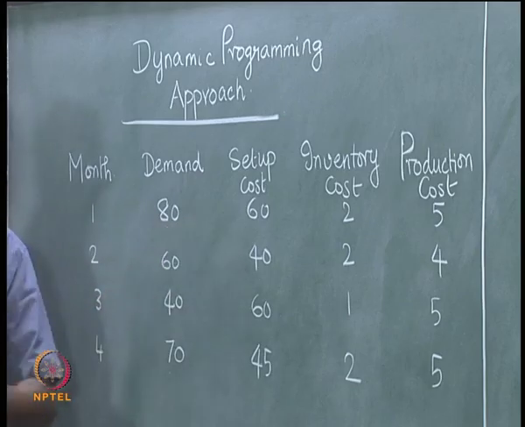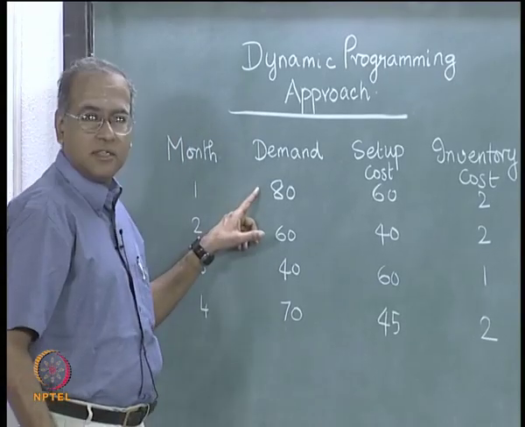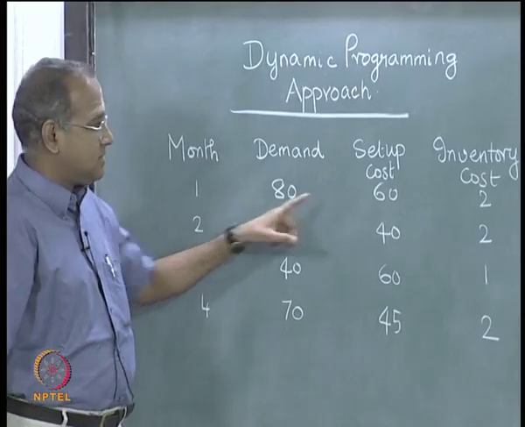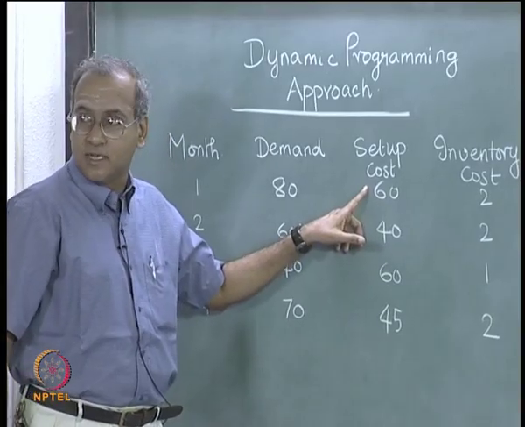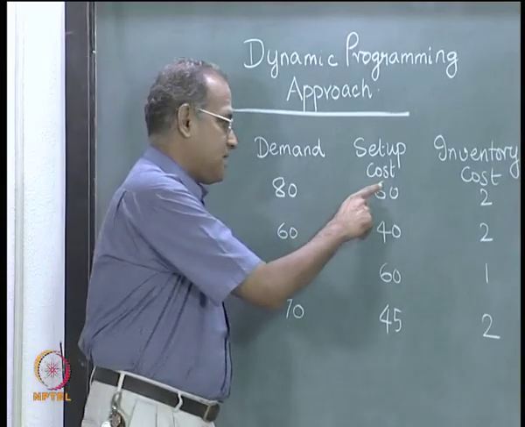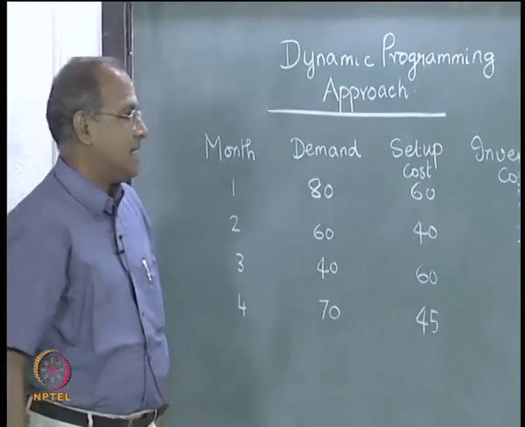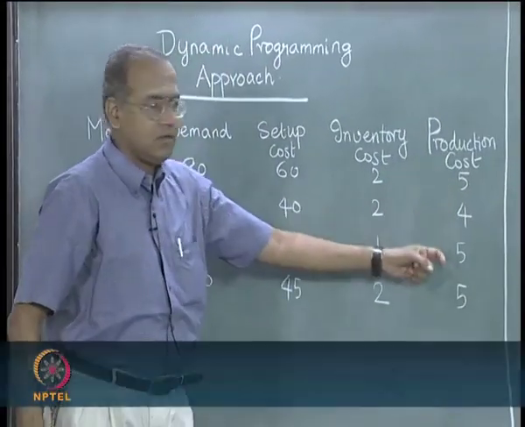There is a setup cost that is incurred whenever there is production. For example, if we choose to produce in the first month, then in addition to the cost of production there is a cost of setup which is say rupees 60. So, the setup costs are given as 60, 40, 60 and 45. There is also a cost of production which is given as 5, 4, 5 and 5.